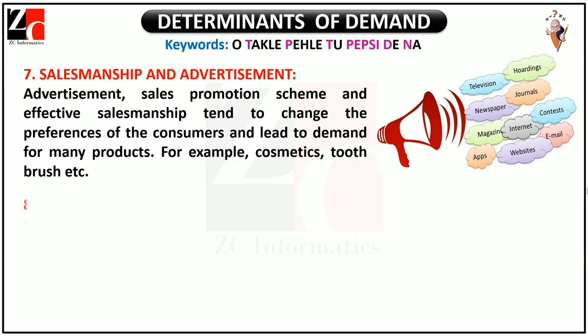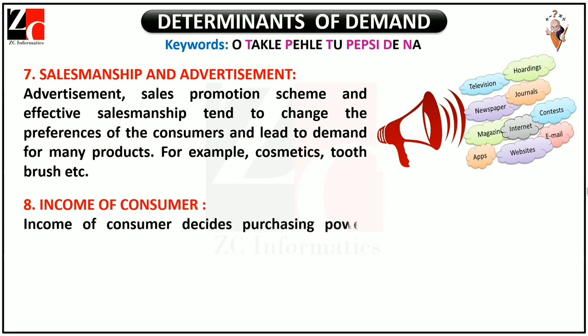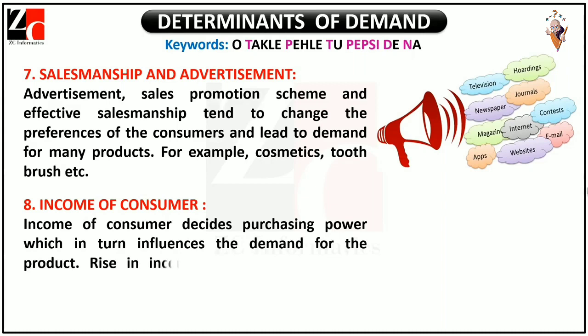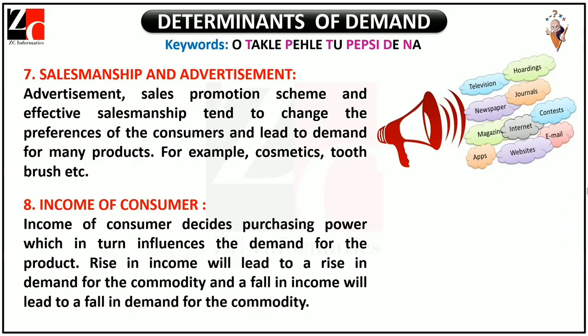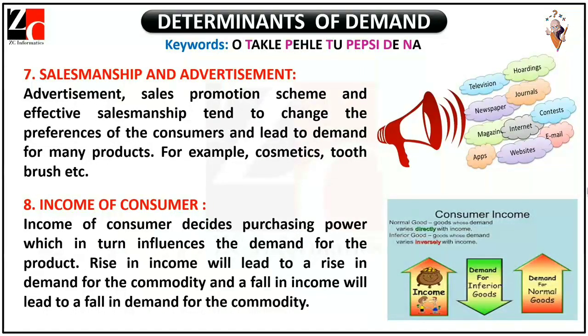Point number 8. Income of consumer. Income of consumer decides purchasing power, which in turn influences the demand for the product. Rise in income will lead to a rise in demand for the commodity, and fall in income will lead to a fall in demand for the commodity. Income is yet one more important factor that affects demand. Demand depends upon income of individuals in the society. Normally, demand rises with increasing income of the society.